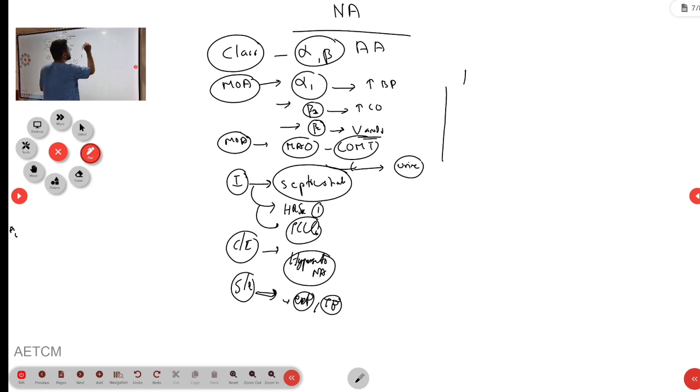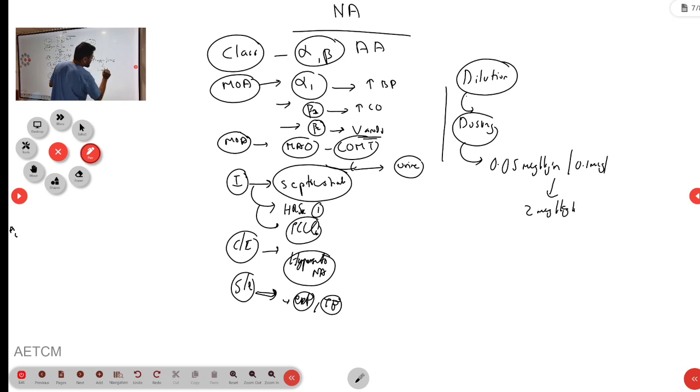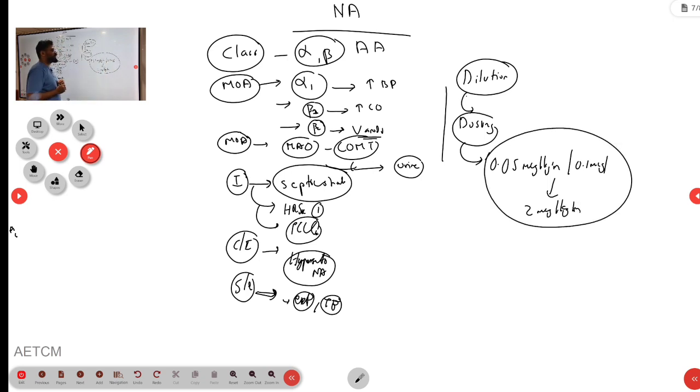Now finally coming to the dilution and dosing of noradrenaline. Coming to the dosing of noradrenaline in the setting of septic shock, the starting dose is 0.05 microgram per kilogram per minute or 0.1 microgram per kilogram per minute, up to 2 microgram per kilogram per minute. So the dosing range varies from an initial starting dose of 0.05 to 0.1 microgram per kilogram per minute to 2 microgram per kilogram per minute.